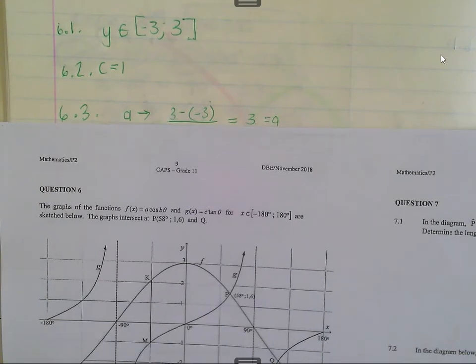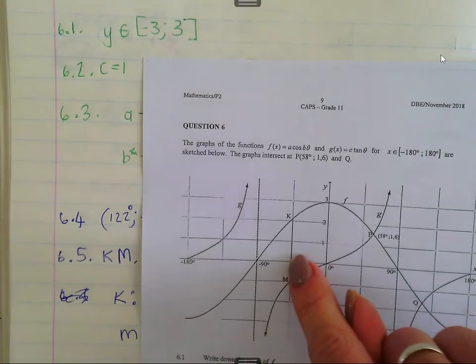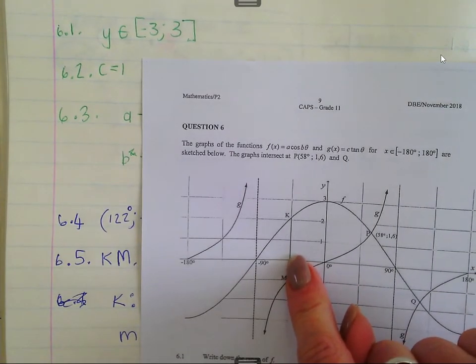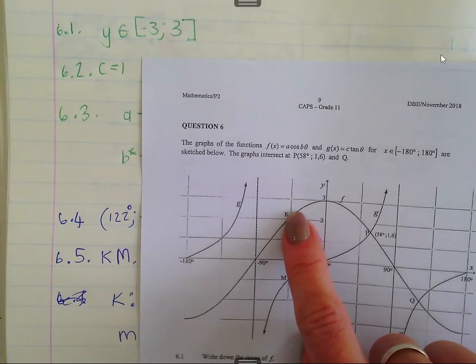The next one, 6.5. K lies on f such that KM is parallel to the y-axis. Calculate the length of KM. Now, if this was algebra, this was that long sum where you take the equation of the one minus the equation of the other one. Do you remember that? Big sum. Okay. You can do the same thing here. But what is nice is that you have the x value. It's negative 45. And they actually already gave you that y value. No? So all you need is the y value on the cos graph.